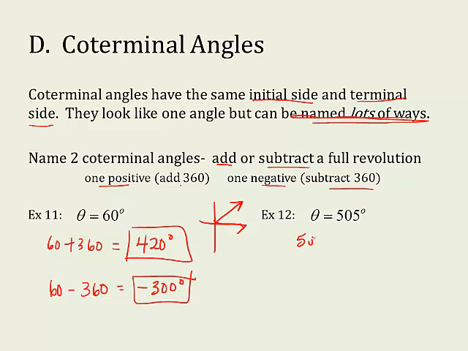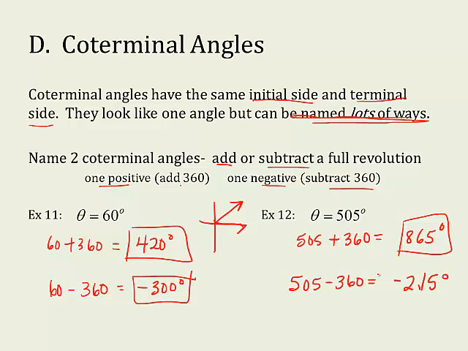So look at 12, 505. Well, to get the positive coterminal, I'm going to add 360. So I get 865 degrees. Yes, you can do that. Or the negative coterminal, 505 minus 360. Put that in your calculator, you get negative 215 degrees. Yes, you can have a negative angle. Remember, we just did that. So that's what I mean by coterminal angles. Angles that look exactly the same but have different names.